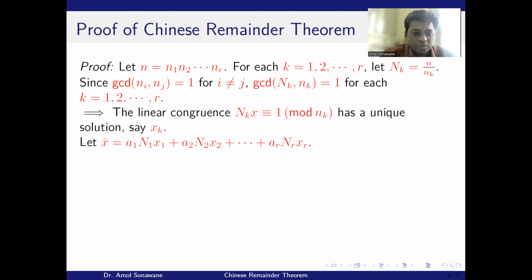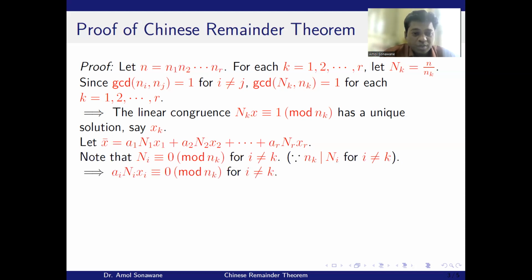Let x bar is equal to a1 into capital N1 into x1 plus a2 into capital N2 into small x2 plus up to ar into capital Nr xr. Note that capital Ni is congruent to 0 modulo small nk for i not equal to k, since small nk divides capital Ni for i not equal to k. So it implies that ai into capital Ni xi is congruent to 0 modulo small nk for i not equal to k. And so it follows that x bar is congruent to ak capital Nk small xk modulo nk for each k from 1 to r.